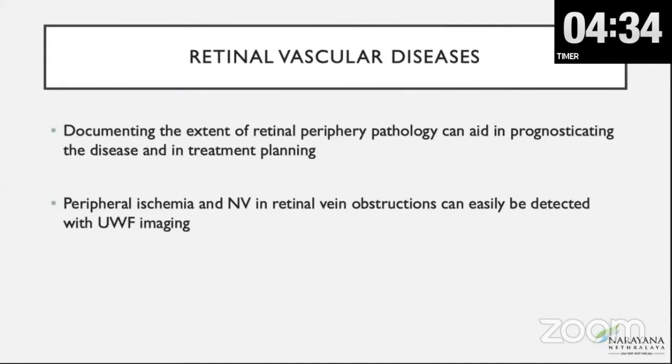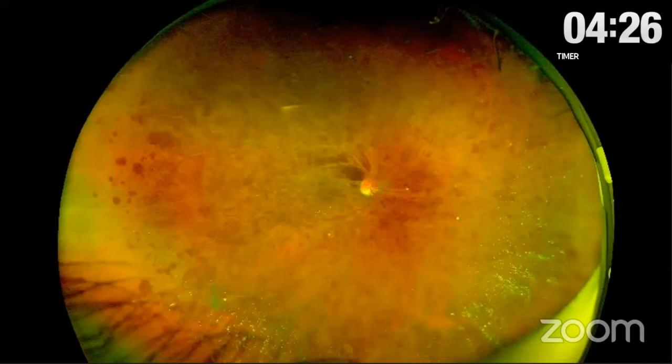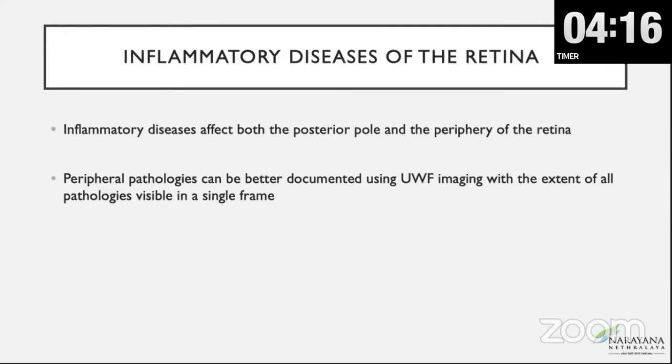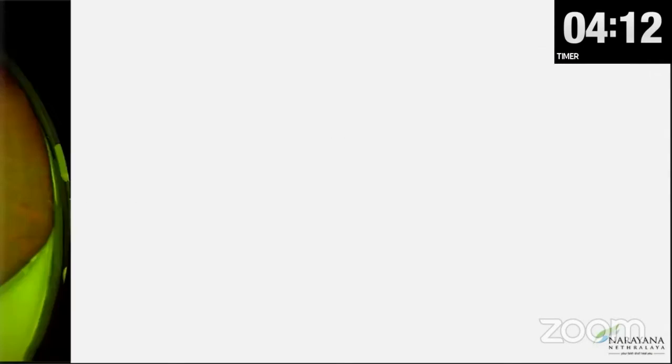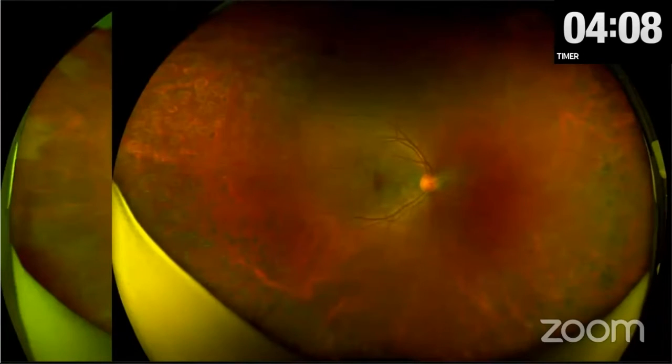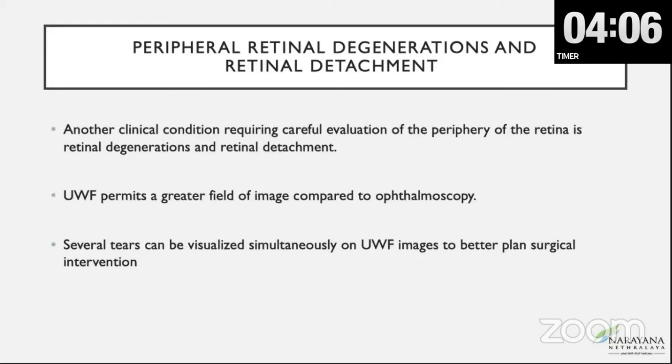Other vascular diseases can also be very well imaged. For peripheral ischemia and neovascularization, you can use ultra wide field angiography to detect it. These are some other images that show the severe extent. This is a patient with hypertensive choroidopathy, a malignant hypertension patient whom we could image very well. Inflammatory diseases also, when it's beyond the posterior pole, we do get a lot of visibility here. You can see this is pre and post laser, how the disease resolution occurs.